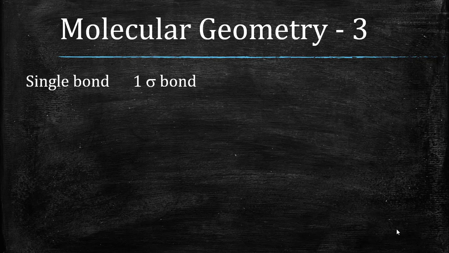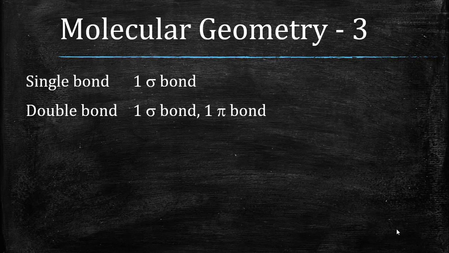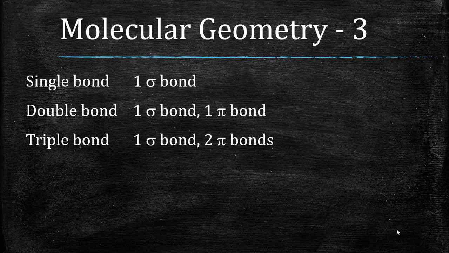Single bonds are made up of just one sigma bond. A double bond consists of one sigma bond and one pi bond, and a triple bond is one sigma bond and two pi bonds. Once again, memorize this.